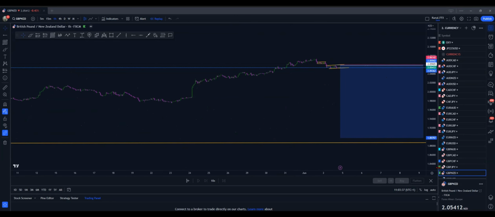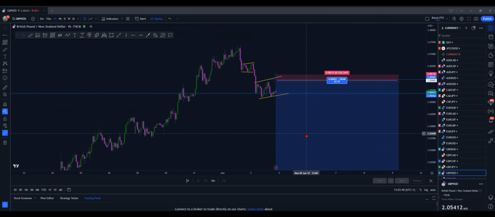Need to be staying sharp for this one. This is going to be the golden trade for sure. This is the golden trade.